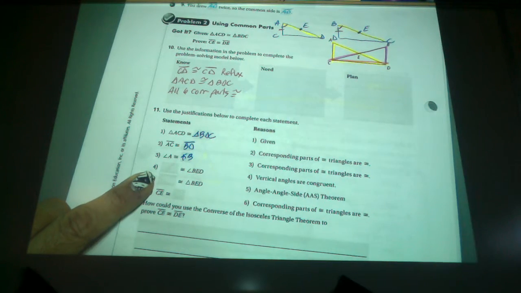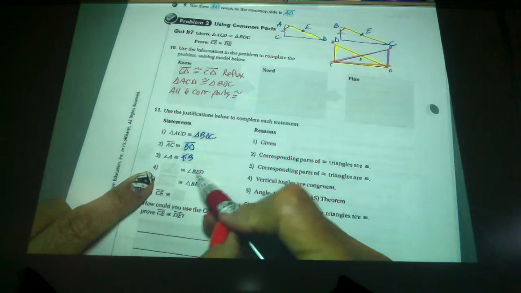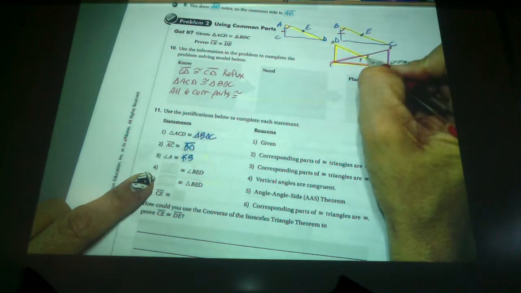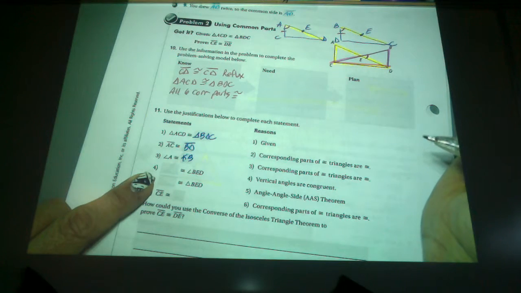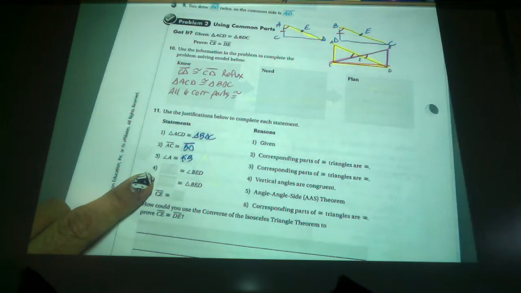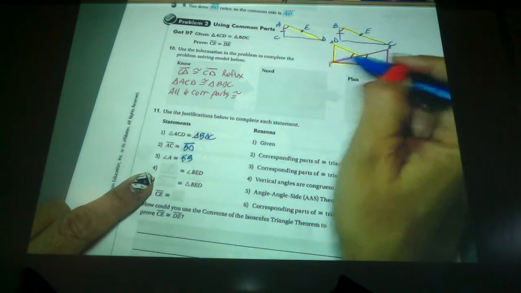Which vertical angles are they choosing? BED. From angle B to E to D, would that be this one right here? What's its corresponding vertical angle? So we've got angle AEC.